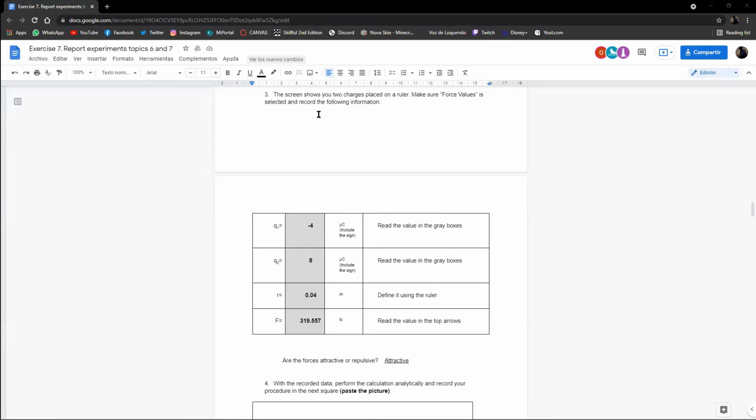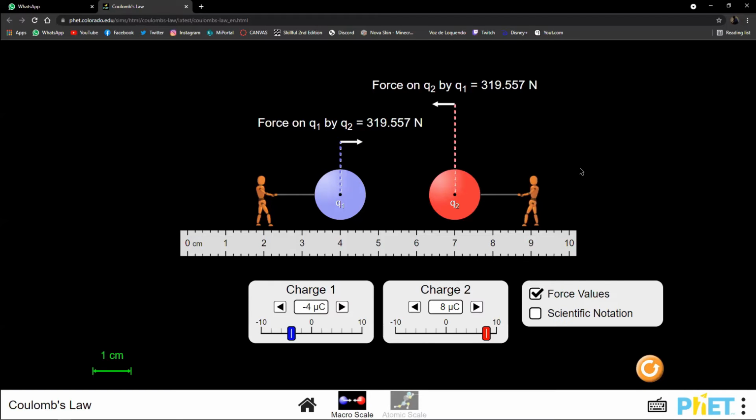Here we have the simulator, which gives us all the values already. We have the first charge that is -4 microcoulombs, and the second charge that is 8 microcoulombs. These have opposite signs, so we can tell already that they attract each other. The simulator is already giving us the force between them, which is 319.557 newtons.